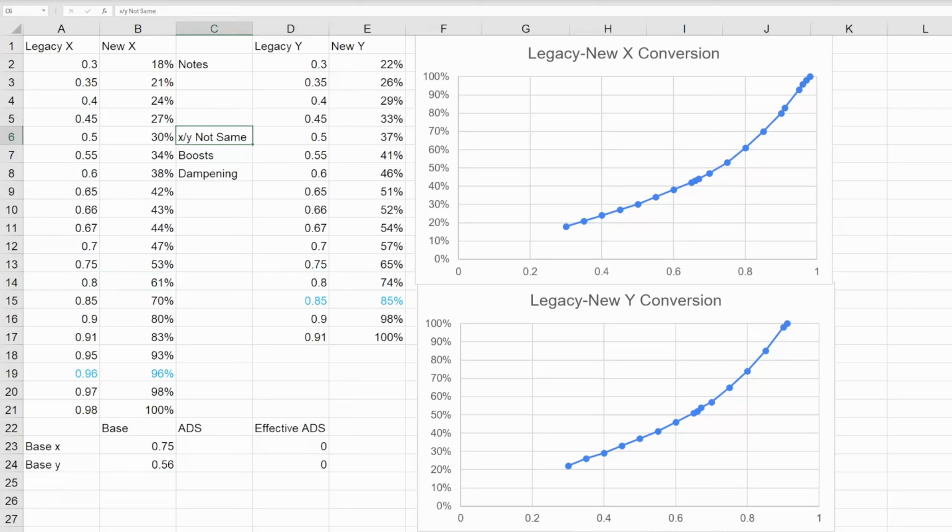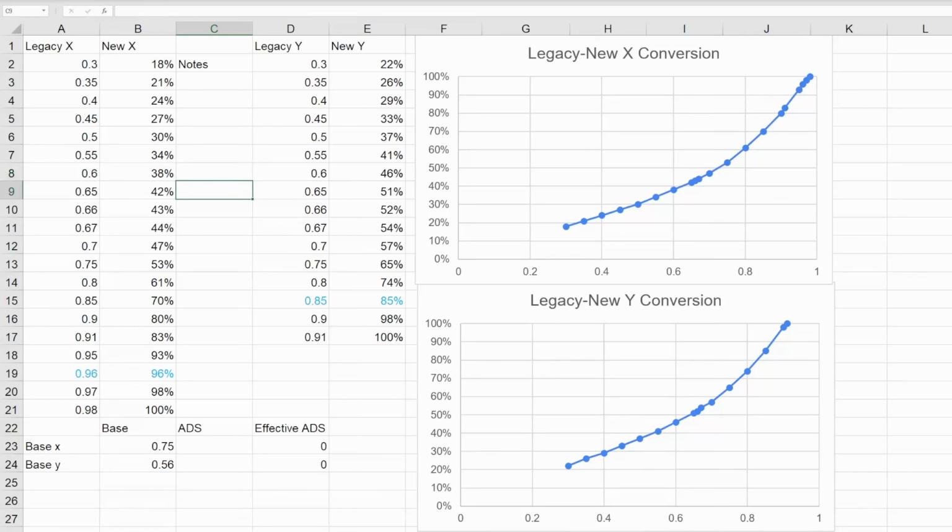X and Y are not the same, okay? So just because you get 44% on 0.67 on X, you're getting 54% on Y. So do not copy over your X. You do this once and then copy it over to the other one. That's not going to work. Boosts don't exist in legacy, so set those to 0. And look dampening time, use a default of 0.2, as that is what happens when you copy it over from legacy to modern settings. So I presume that's equivalent to legacy.